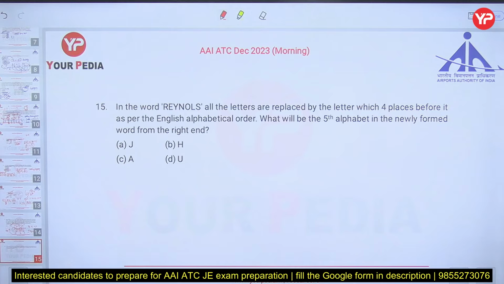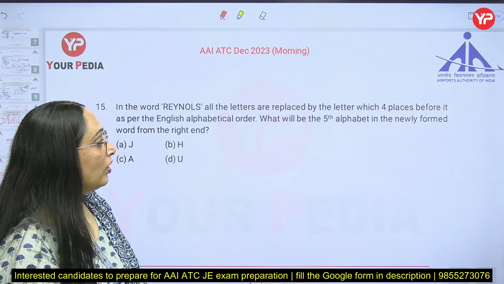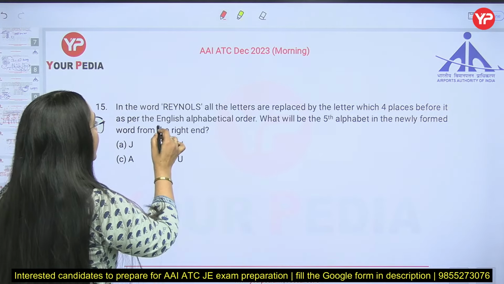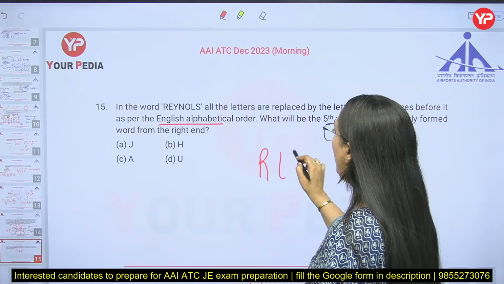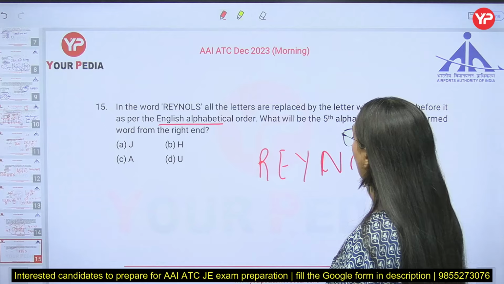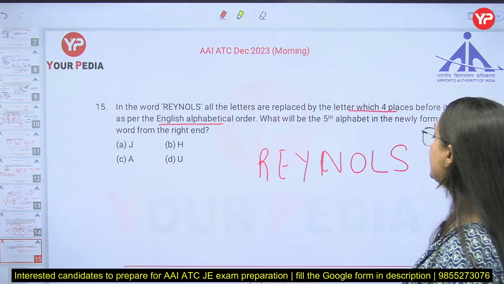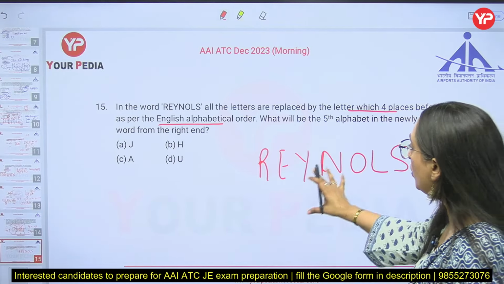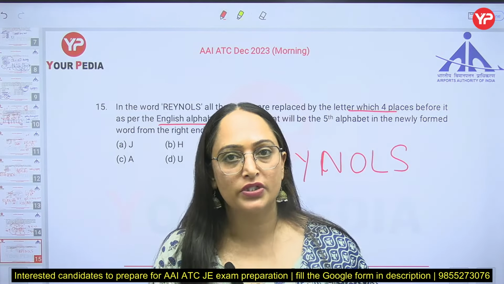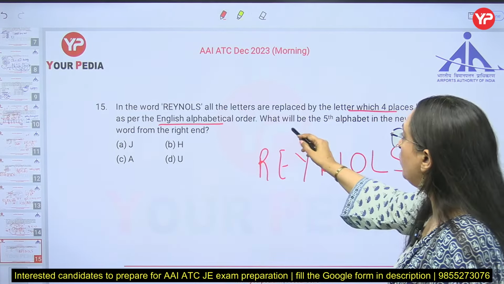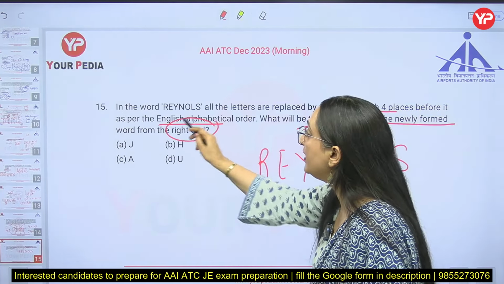Next, question number 15. In the word Reynolds, all the letters are replaced by the letter which is 4 places before it as per the English alphabet. See, in this question, no need to replace the letters first. First check the question carefully. Always read the question first. This is very important. Then, what will be the 5th alphabet in the newly formed word from the right end?